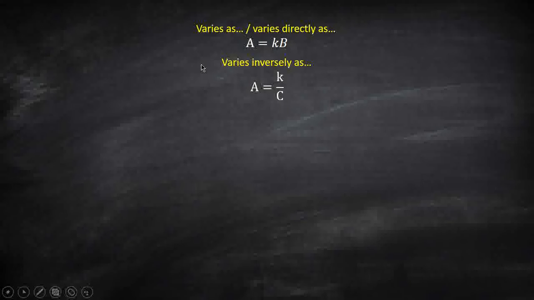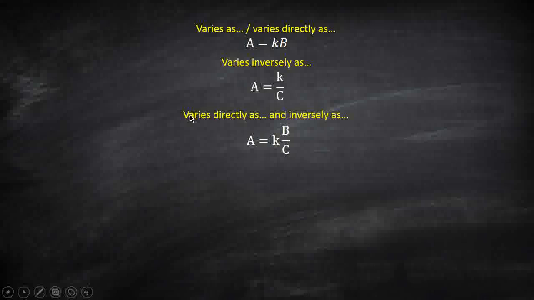For example, say P varies inversely as Q. Then P is equal to K over Q. From this third formula to the fifth one, the questions will use these two ways, so pay attention.